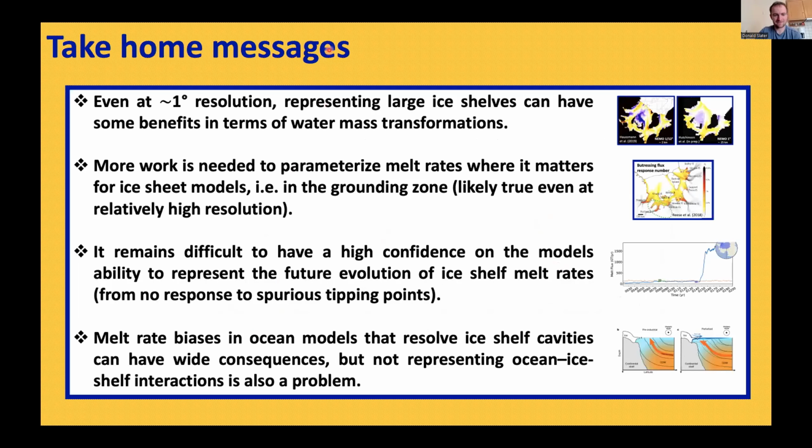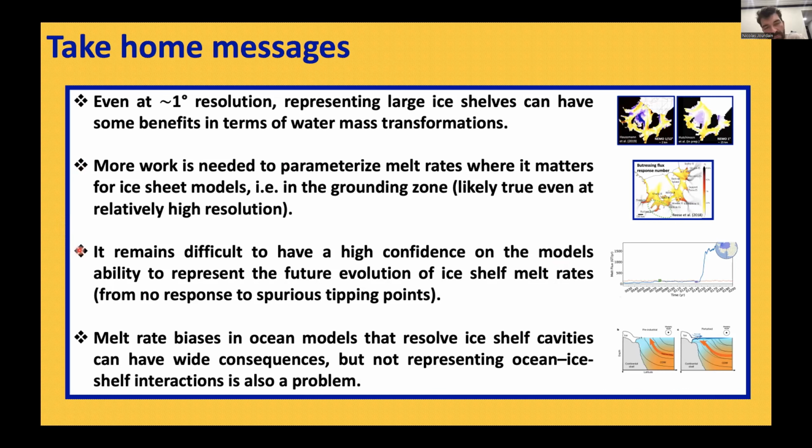Yeah, thanks. So the take-home messages are that even at 1 degree resolution, representing large ice shelf cavities can have some benefits in terms of water mass transformation. Of course, when we look closer in the details, more work is needed to parameterize melt rate where it matters for ice sheet models. This is in particular in the grounding zone. And this is likely true even at relatively high resolution. It's of course true at 1 degree, but we've seen that even at 1/12 of a degree, we still need probably something to parameterize the melt rate next to the grounding line.